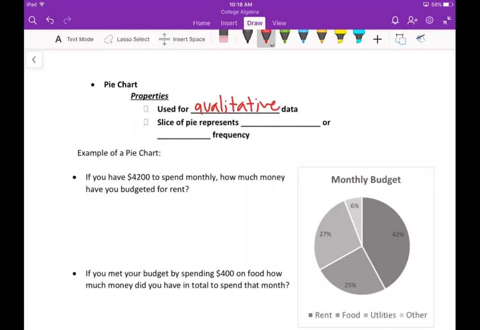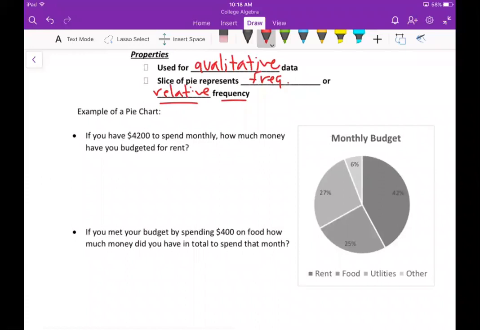Now, they can represent frequency. It's not that they can't. It's just especially good for relative frequency. So that's what you'll see in this pie chart down here. We're looking at someone's monthly budget, and the categories are broken up by percentages and how much they spend on rent, food, utilities, and other.